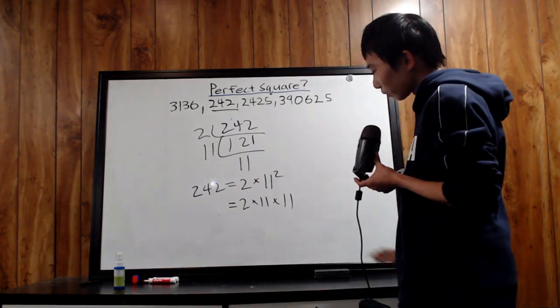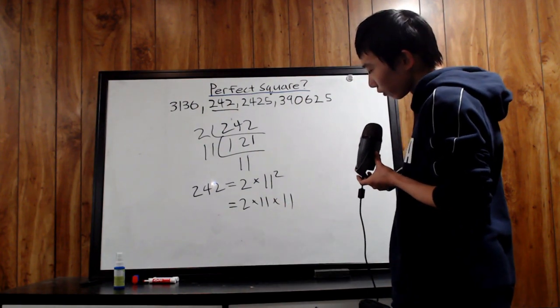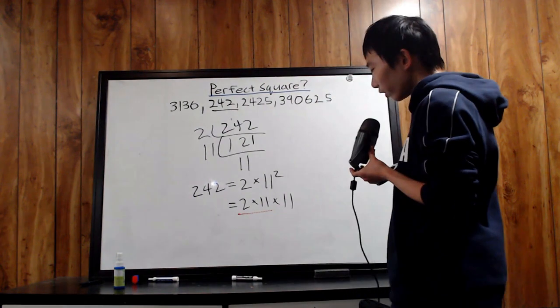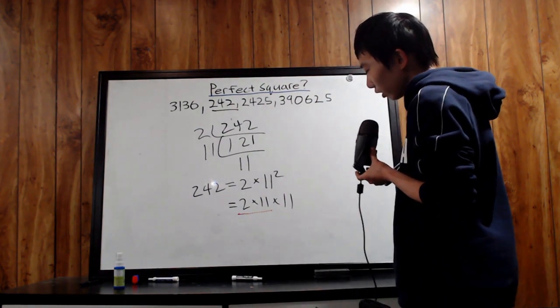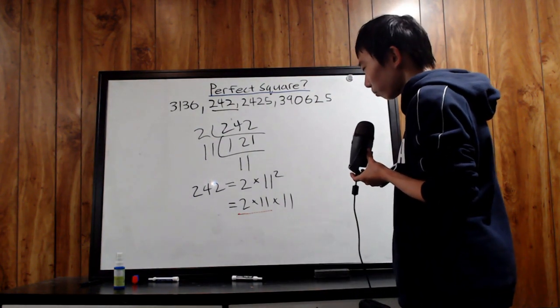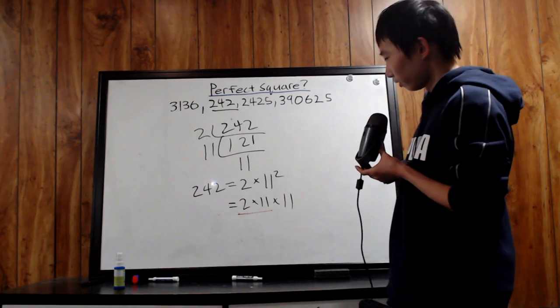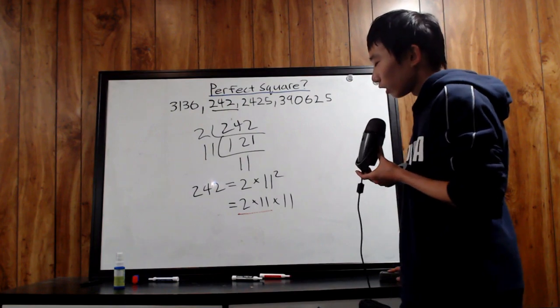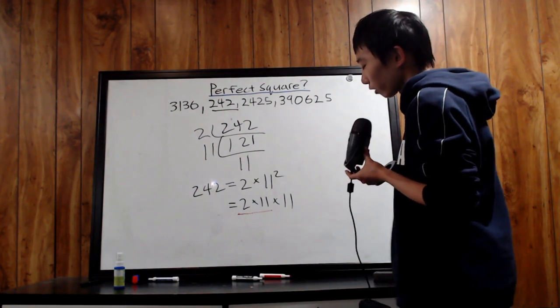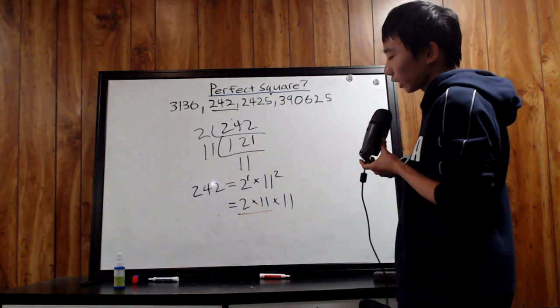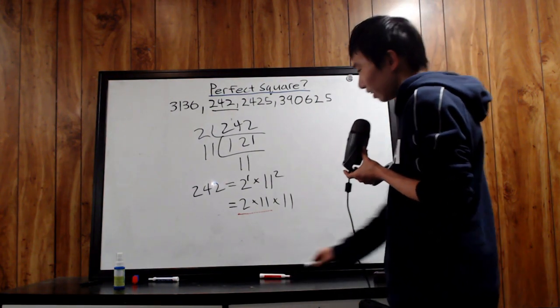But notice that as much as we can split up these two 11s so that we have a group of 2 and 11, we don't have another 2 to group with this 11. So you can't actually split it up. Therefore, 242 is not a perfect square. Notice that even if just one of the exponents in the prime factorization is odd, which in this case is the 1, then it's not a perfect square.